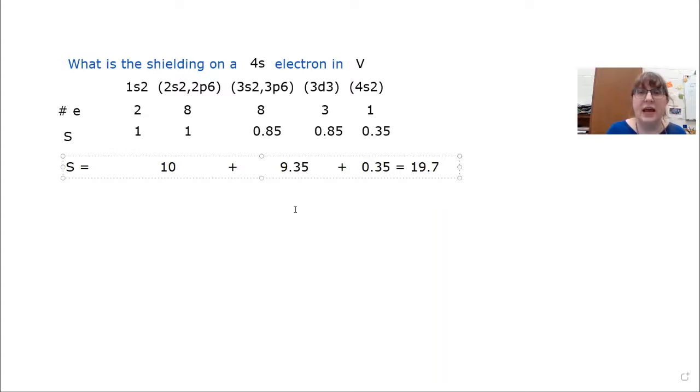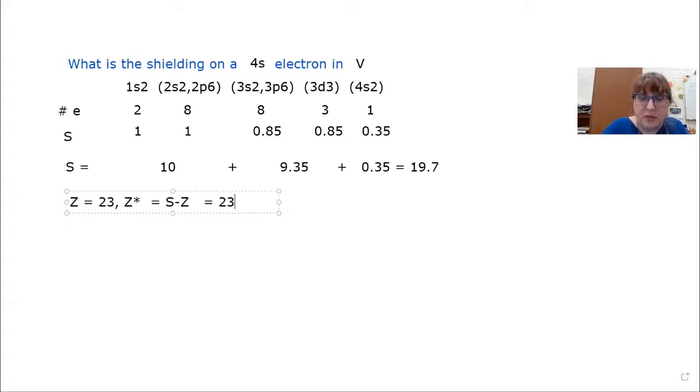Okay, now this tells us how much of the nuclear charge is shielded. So we need to compare that to what the actual nuclear charge is. So we are going to say that Z is equal to, for vanadium, 23, and Z star is equal to Z minus S, and that is equal to 23 minus 19.7. And so that s electron feels a charge of 3.3. All right, so it's more strongly attracted than the electrons in the alkali metal group would be, and that makes a lot of sense.